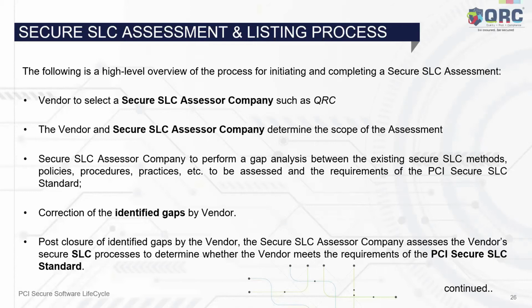Second, the vendor and the assessor company will come together and define the scope of assessment, as in what all services or processes they will consider in the scope of this SLC certification. Third, the SLC assessor company will perform the gap assessment. They will validate the existing SLC methods, policies and procedures in the organization, and map them against the requirements or standard controls of the SLC. Whatever gaps there are, say for example, they are doing ABC and what is supposed to be done is XYZ, the assessor company will list down those gaps and submit the gap report to the vendor. Now, referring to the gaps, the vendor is supposed to remediate those gaps or implement the missing controls.